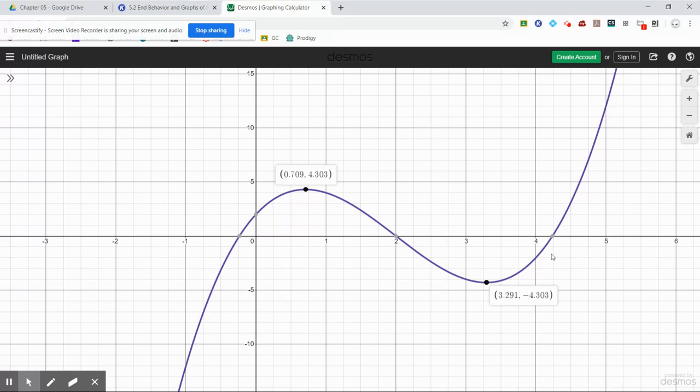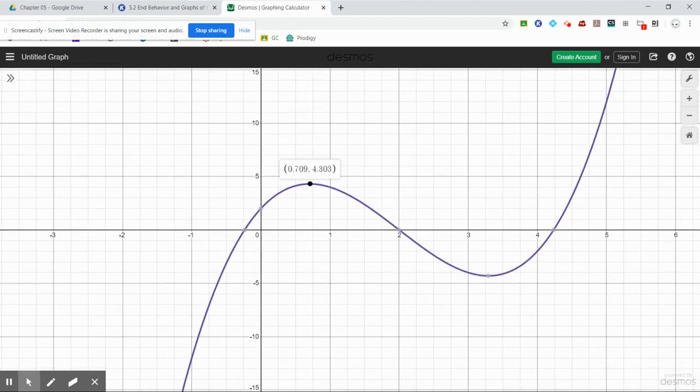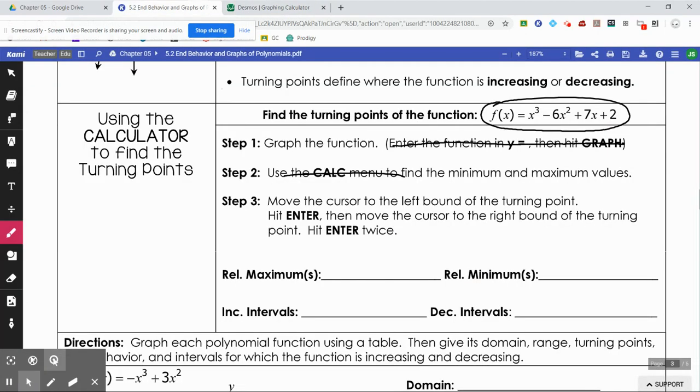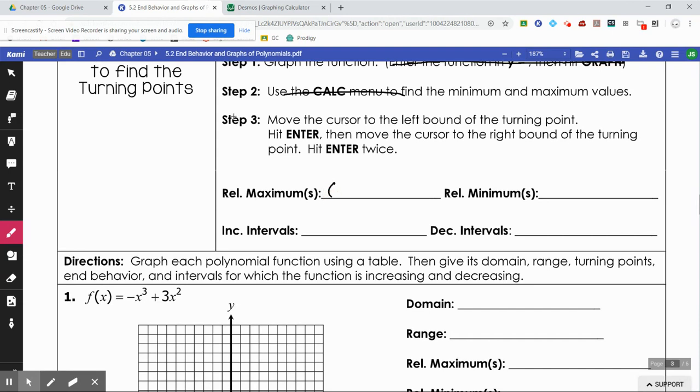just like we talked about the general shape of an x to the third last lesson. However, the relative maximums and minimums are the highest point around, which is this point right here, and the lowest point around, which is this point. Now there are other points higher and other points lower, like this point here is much higher than this relative maximum, but it's the highest point around. So we have a relative maximum here, and all you have to do is click on the graph. It looks like at 0.7, 4.3.